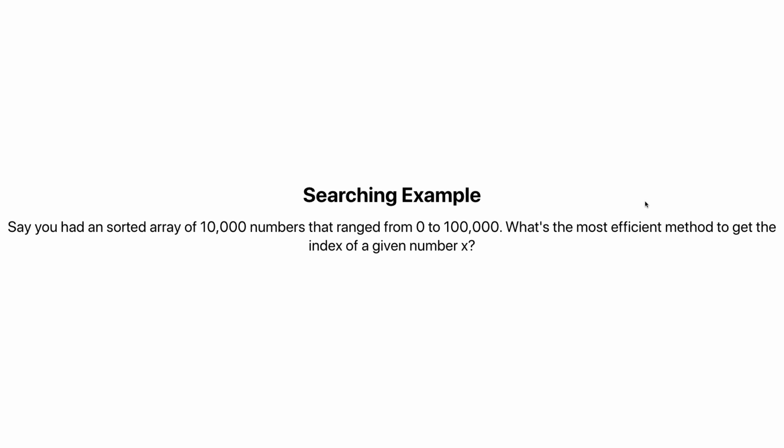Okay. So let's just talk about the searching example, kind of talk it through. I want to know if you guys have any ideas, and then I'll show you something that is kind of interesting. Say that you had a sorted array of 10,000 numbers that ranged from 0 to 100,000. What's the most efficient method to get the index of a given number x? Anyone have any ideas on how you could do this? It doesn't have to be recursion, it could be iterative.